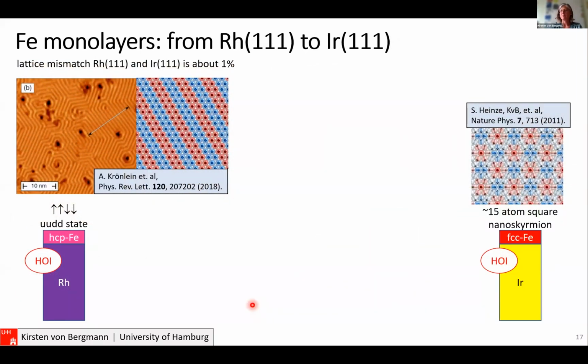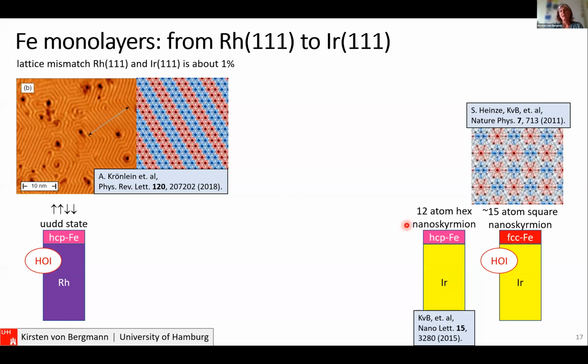Now, I will run through the system where we transition between iron on rhodium and iron on iridium. On iron on rhodium, it has been shown that it has an up-up-down-down state in the group of Matthias Bode in Würzburg. And actually, the stacking also plays a role for the magnetic state. You see here in FCC iron, we have a 15-atom square nanoskyrmion lattice, whereas in the other stacking of iron, it's a 12-atom hexagonal nanoskyrmion lattice.